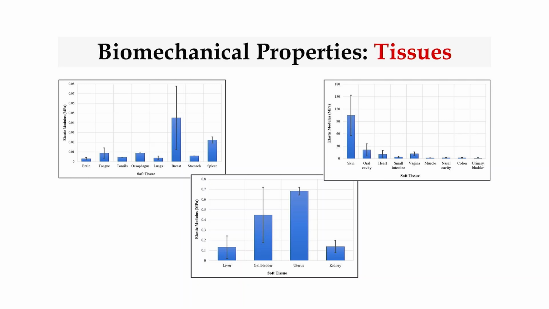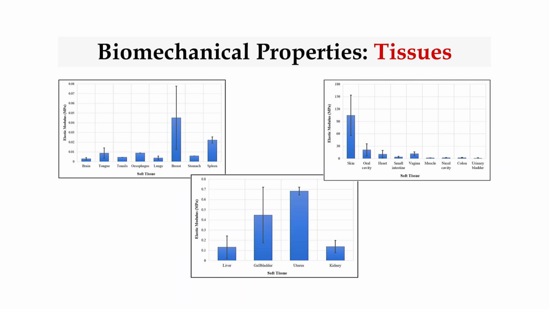So the plot on the very left talks about the extremely soft tissues. You are looking at modulus of elasticity going from 0 to 0.08 only. Out of these, the softest tissue is the human brain, followed by lungs, tonsils, stomach, tongue, esophagus, and the hardest out of these extremely soft tissues is the breast, with a lot of variation. The next plot is in between, where we are looking at 0 to 0.8, not 0.08 as we saw earlier.